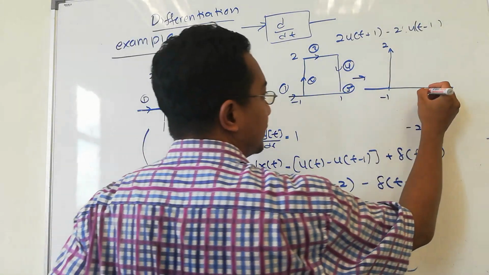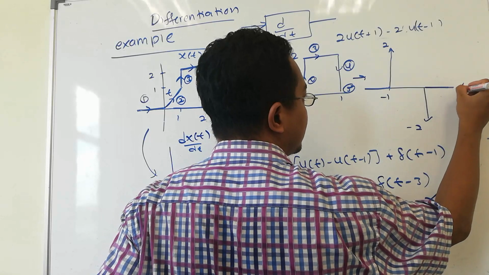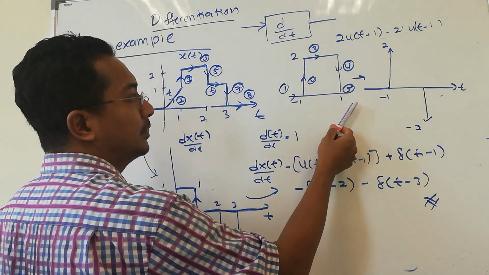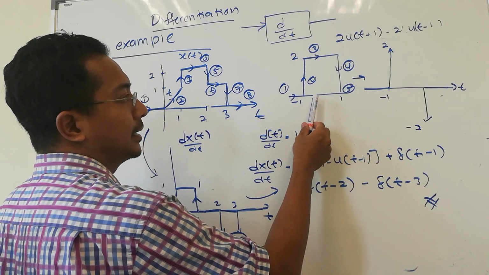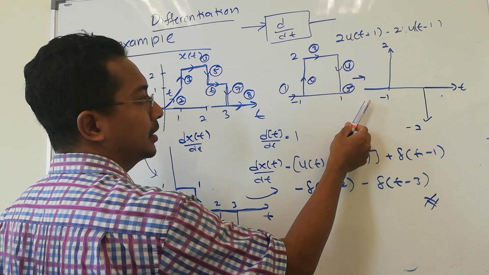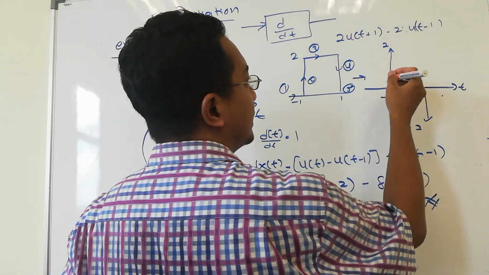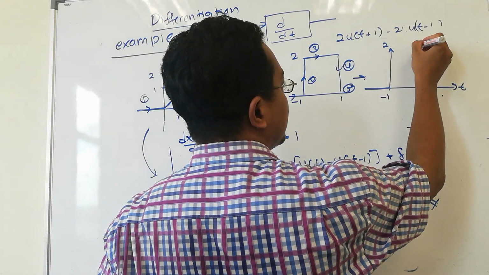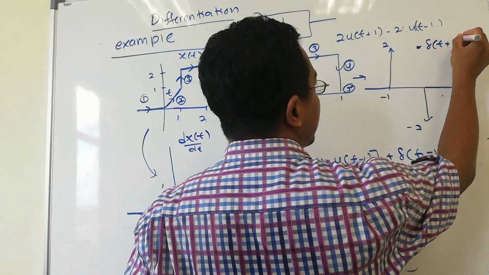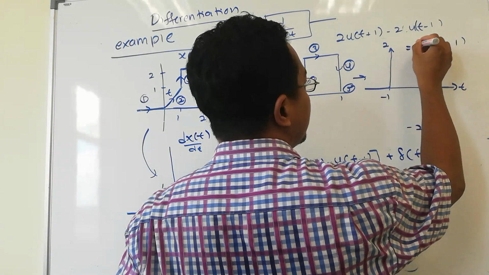This is the differentiation of the rectangular function in the graphical method. Of course, we can represent this as an equation, which is 2 delta(t+1), because the amplitude is 2, minus 2 delta(t-1). Hopefully you can understand this. Okay, thank you.